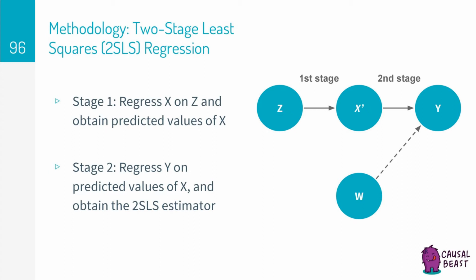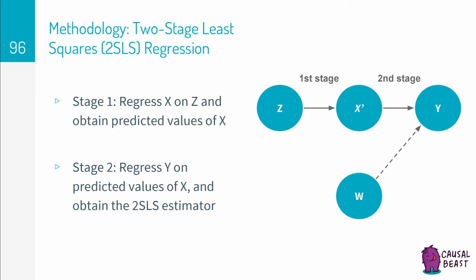The first stage involves the regression of x on z. The interpretation? We want the portion of x that is solely explained by z. We called this x prime. Running the first stage regression can give us the predicted values of x, solely attributed to just z. This is the same as getting just the variation in x, attributed to variation in z.